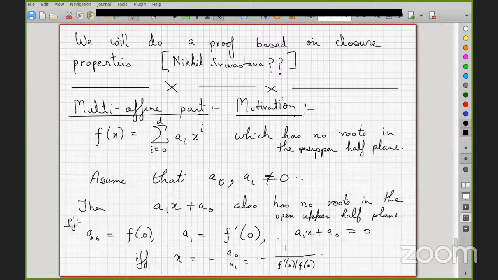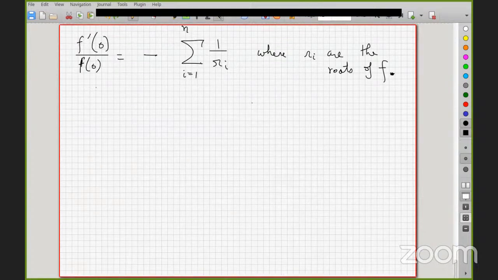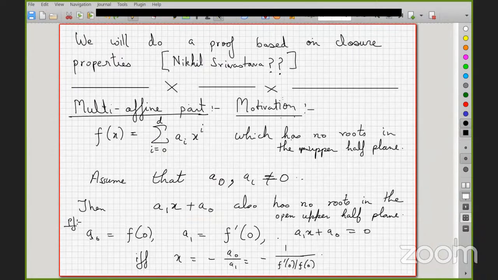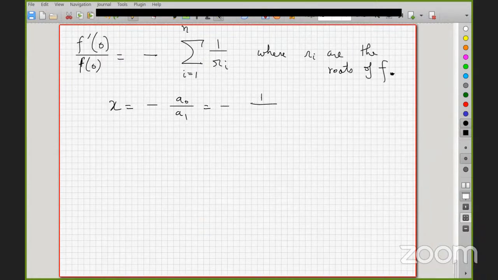Okay, and why is that? Again, just take this. Each of these imaginary parts is strictly negative. Yeah, so let's just look at it. So what is this root? This root must look like minus a0 by a1, which is exactly minus 1 over summation f prime 0 by f0, which is 1 over summation i going from 1 to n of 1 over ri.